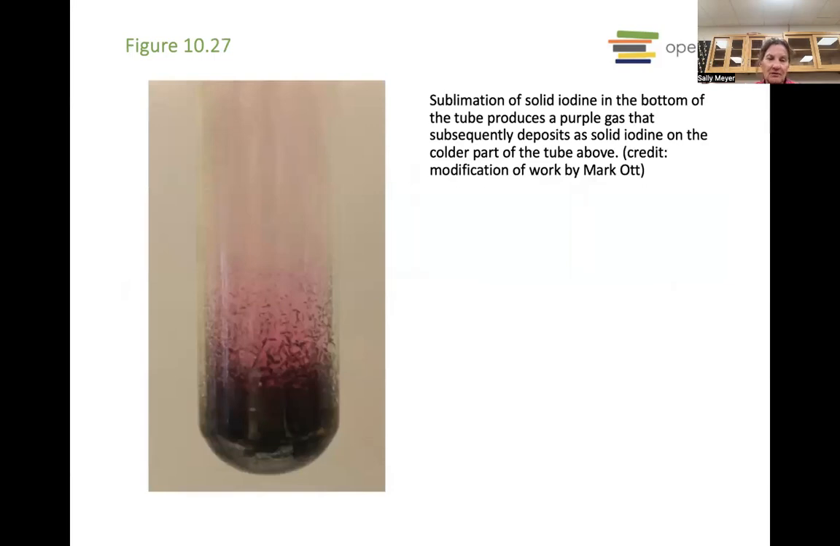This is a demo I always do in class. It's a pretty one. Solid iodine sublimes, and so you can see the really pretty purple gas. And you can also see how it depends on temperature. If I put it in warm water, that gas up above will have a higher pressure, and so it'll be a more deep purple.